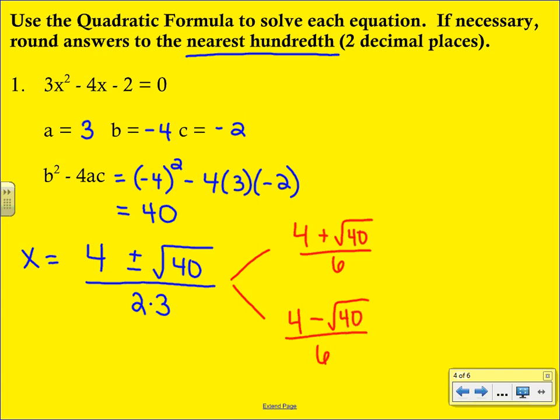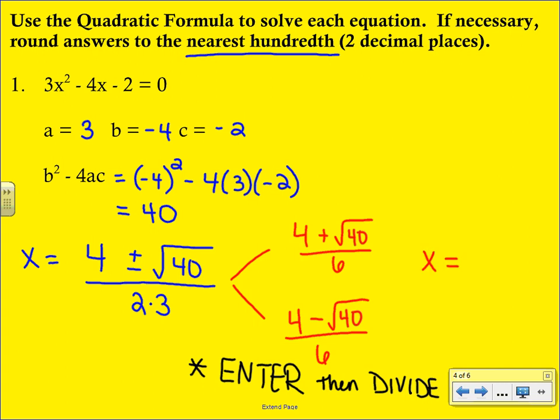Now, most people can get this part figured out just fine. But then to get the final answer, a lot of times mistakes are made because of how it's entered into the calculator. So what you have to make sure you do is you have to do the top first. So you're going to do the 4 plus the square root of 40. And then you have to hit enter. Then you can divide. You absolutely cannot put this in your calculator all at one time. So hit enter after you do the top and then divide by the 6.